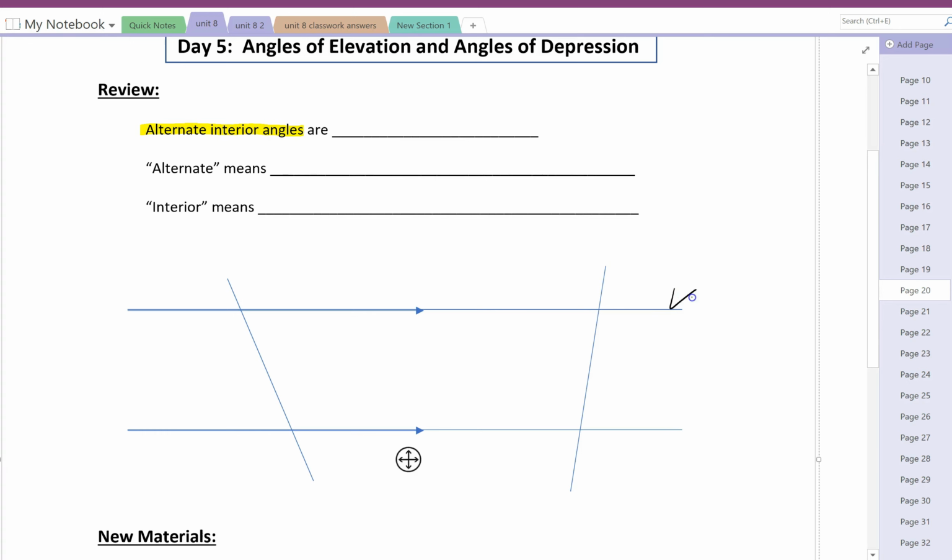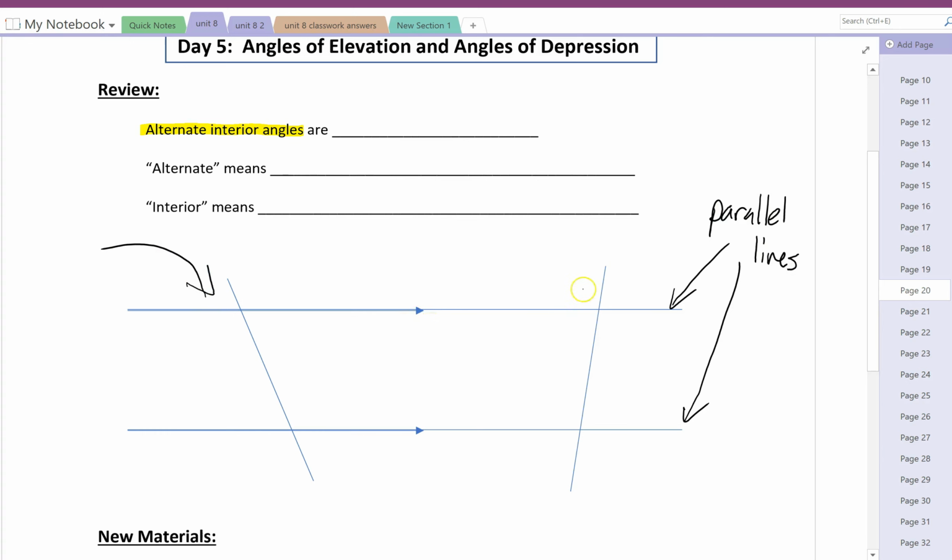So what I have down here are a couple of parallel lines. And I know they're parallel because they have these arrows in them. And then what I also have are a couple of transversals. So transversals are just lines that cut across two or more parallel lines.